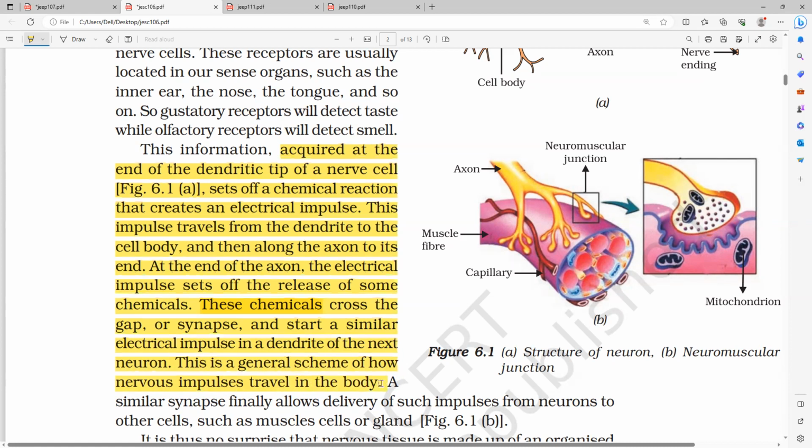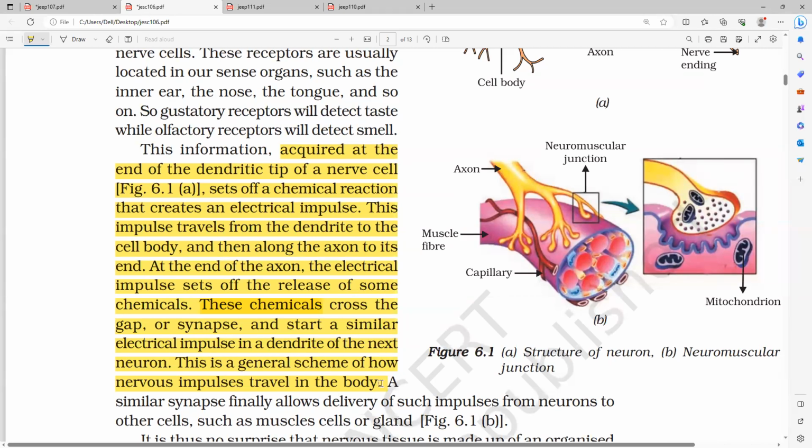So this is what you have to write. Please all of you remember, when a nerve impulse in the form of electrical signals reaches the axon ending, what will it release, everybody? It will release the chemicals. So from there you have to write it. When the electrical impulse reaches the end of the axon, the electrical impulse sets off the release of some chemicals.